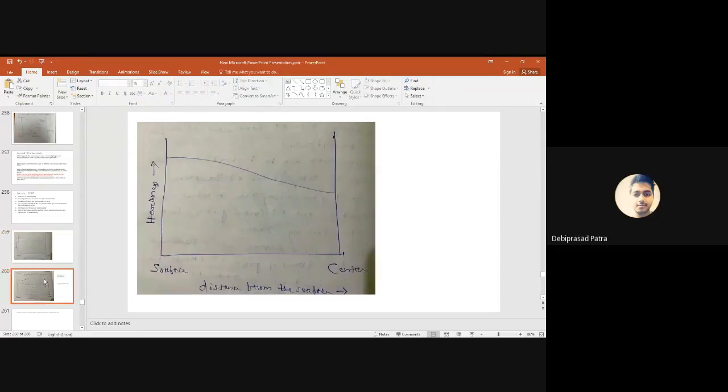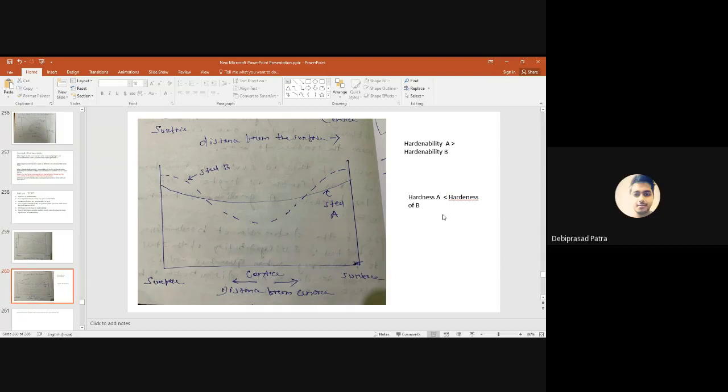Hello, sir. Can you repeat what is the definition of hardenability? Hardenability is the ability of a steel to get hardened by forming martensite throughout the cross section, right? Without drastic quenching or without very rapid cooling. It signifies basically the depth and distribution of hardness throughout the cross section of the steel, or it is the susceptibility of steel to get hardened upon quenching.